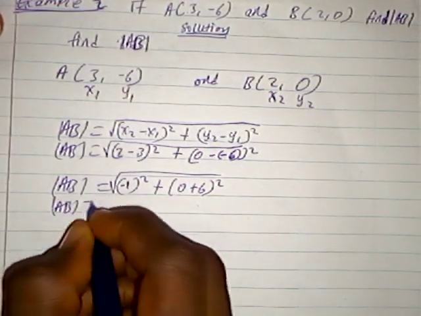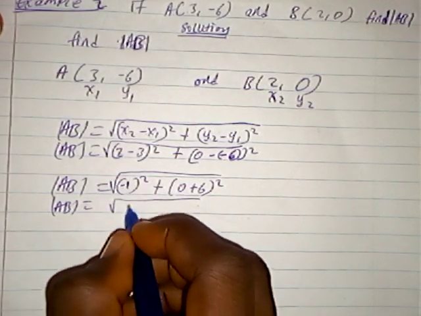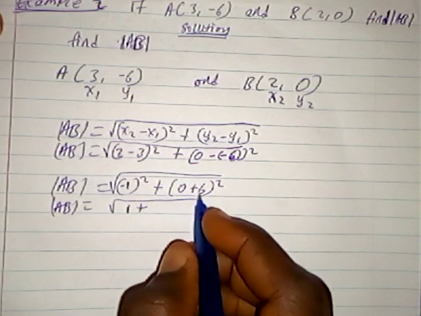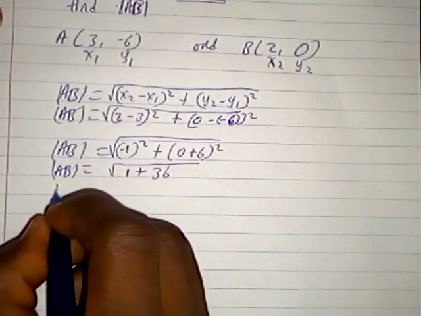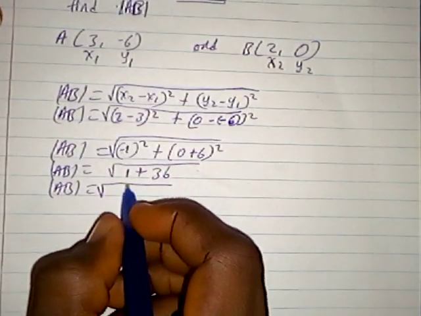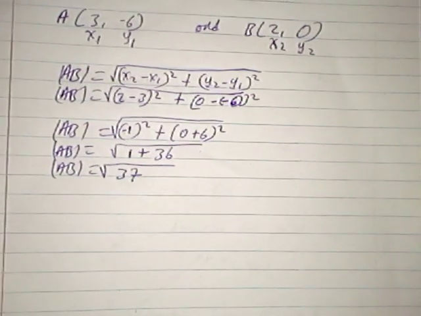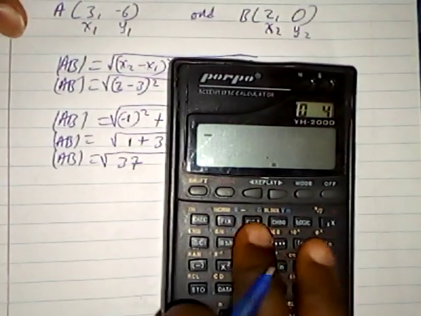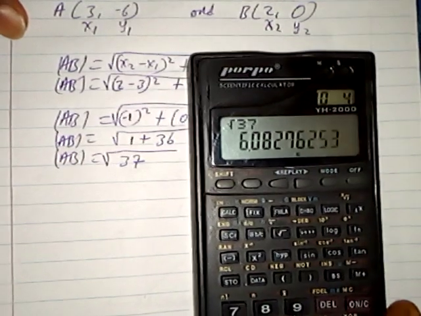Line AB is equal to the root of what? 1 square is 1, plus 0 plus 6 is just 6. 6 square is 36. Right? Good. Line AB is equal to the root of 36 plus 1, which is 37. Right? Good. So this is your answer. Or you use your calculator. The square root of 37 is going to give you what?